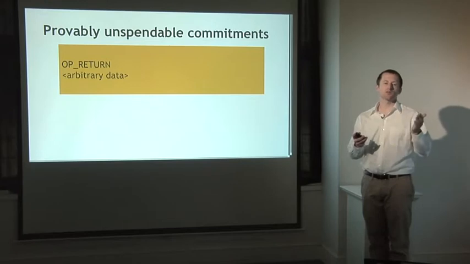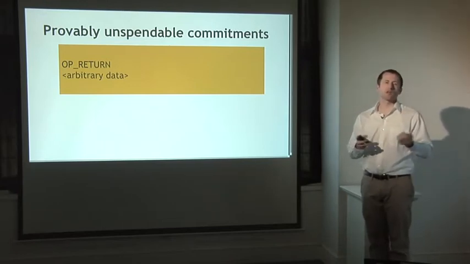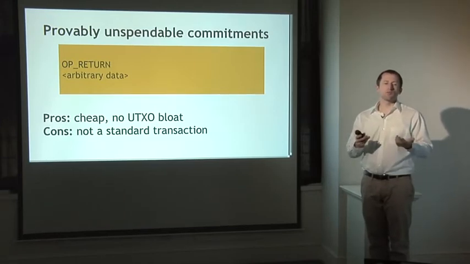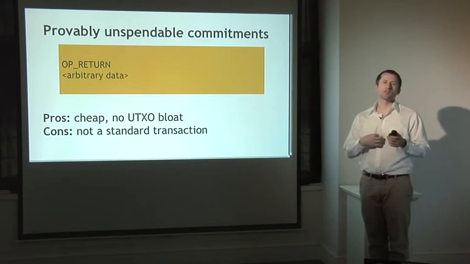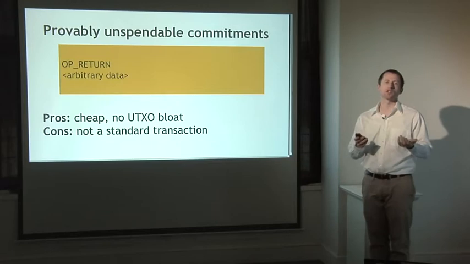You just have a script that returns immediately. The return command, of course, throws an error, so this script can never be run successfully without an error, and you can include some data. So this is cheap. There's no bloat in the unspent transaction outputs. You only lose a little bit of money every time you do this. The only downside is that this still isn't a standard transaction, so it won't be relayed by default. But this is the preferred way to commit to data on the blockchain.